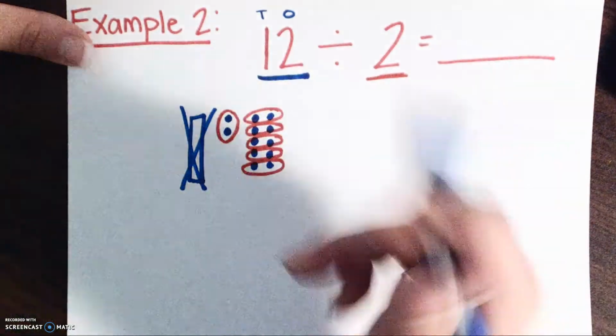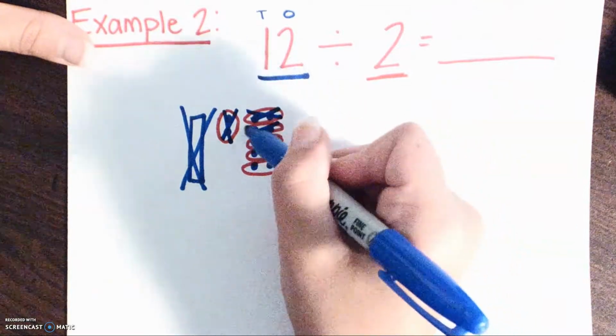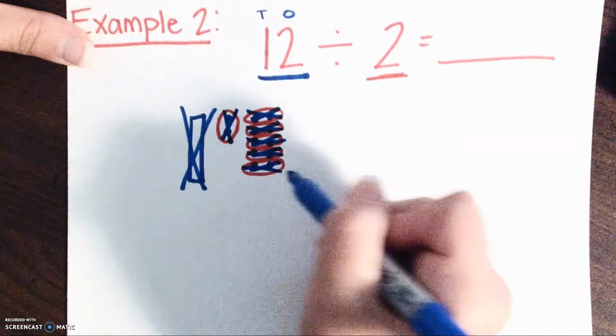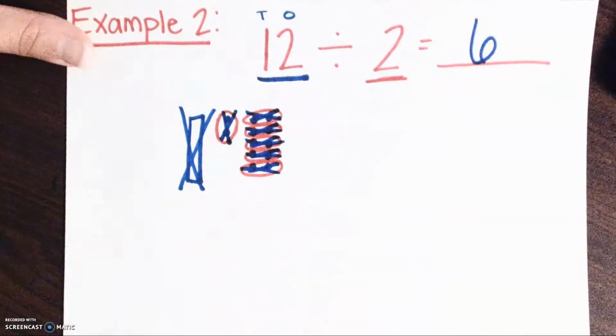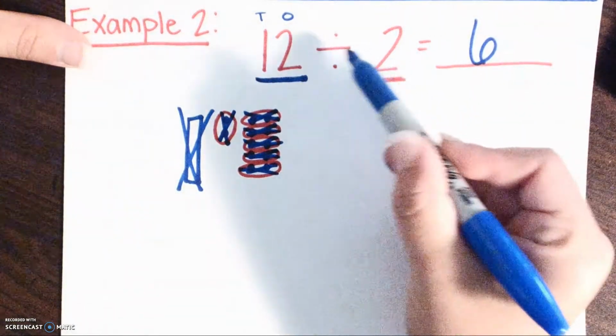I'm going to use a different color. All right. There's a group. 1, 2, 3, 4, 5, 6. I made 6 groups of 2. So my answer is 6. And we said that earlier because we knew 6 times 2 would be 12.